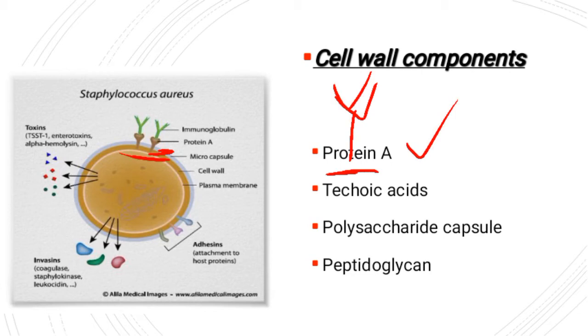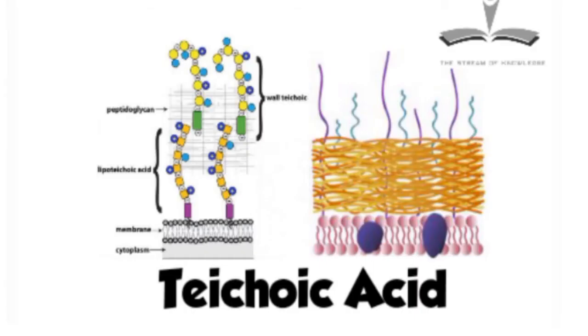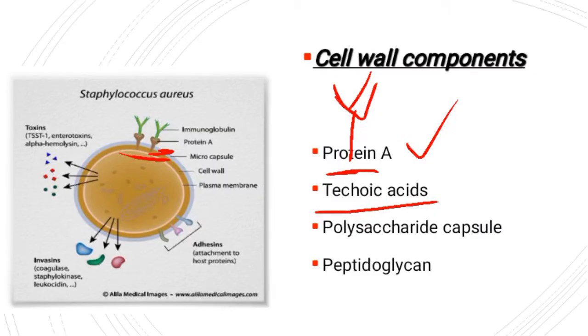The cell wall of Staph aureus also contains teichoic acid, and this teichoic acid helps the attachment of Staph aureus to the mucosal cell, but it also causes septic shock. Staph aureus also contains a polysaccharide capsule. This capsule has antiphagocytic activity, but some strains of Staph aureus contain a small amount of capsule called a microcapsule. It also contains peptidoglycan, which acts as an endotoxin and causes septic shock.